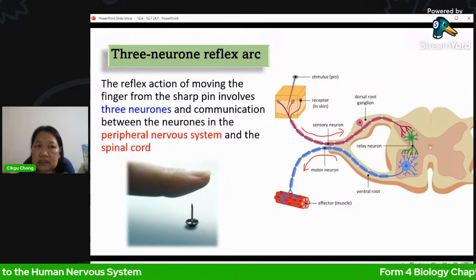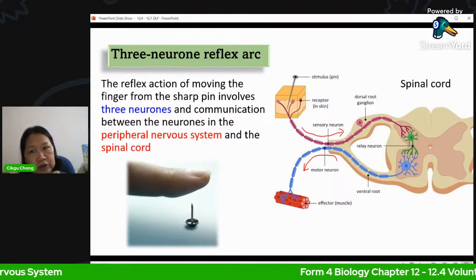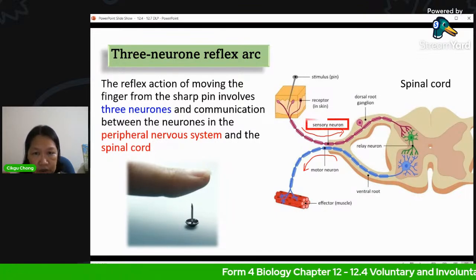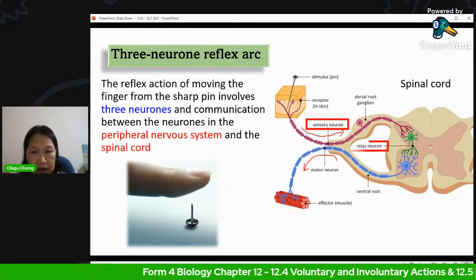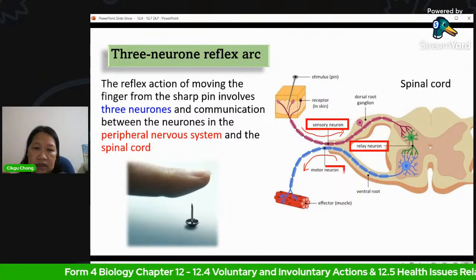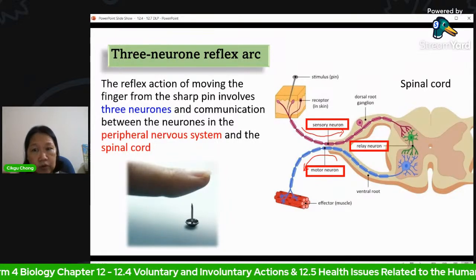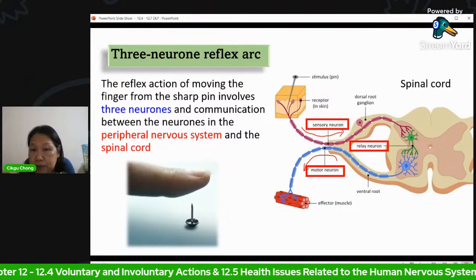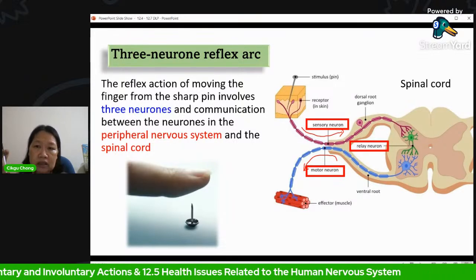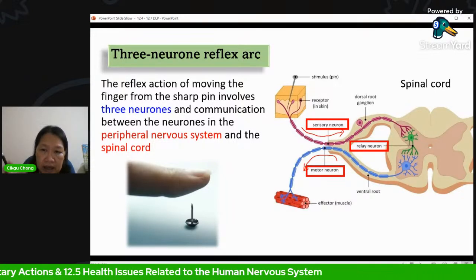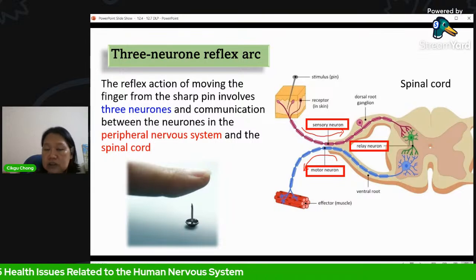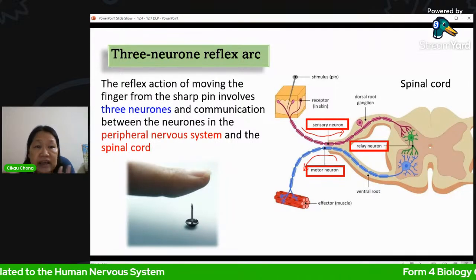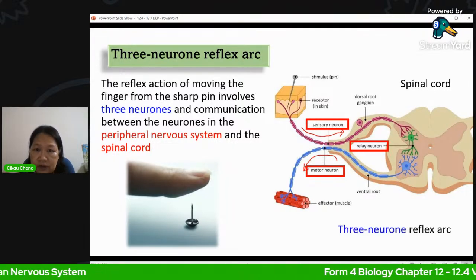So that one is the three-neuron. Why three-neuron? Because you see there's a sensory neuron, there is a relay neuron, and you can see another one. See the purple one going inside? The purple one brings the impulse in. The green one is the relay neuron, and the blue one brings the impulse out. That is another neuron. So there are three neurons here. So this is the three-neuron reflex arc.